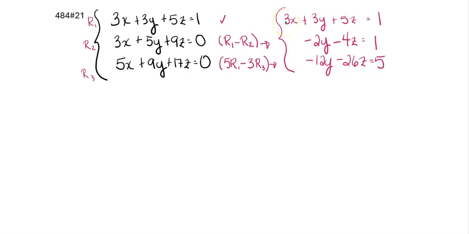I start with my 3x in my first row. I have a negative 2y in the second row. I don't really want to do anything to those, so I'm just going to check them off and rewrite them as they are.